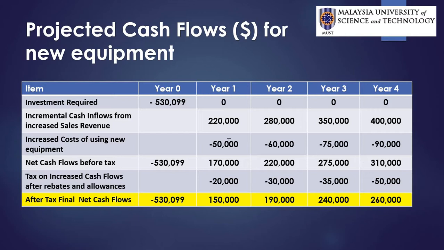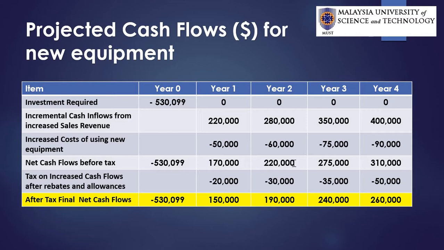Let us say that after computing rebates, tax allowances, and stuff like that, we are taxed 20,000 for the first year in relation to this additional 170,000. And for the second year, because we have 220,000 extra cash flow, our tax bill goes up by 30,000. And in the third year, the extra 275,000 cash income attracts a tax of 35,000, and in the final year, we have to pay over to Inland Revenue 50,000 additional or incremental tax.